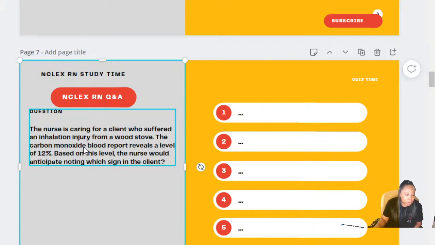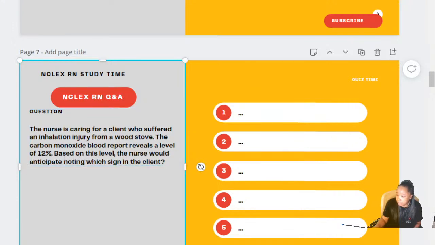Okay, so in that situation, they will do an ABG in order to see the level of the carbon monoxide. In the ABG, they will find a pH, the CO2 and the PaO2, SO2 and all that, base excess and carbon. So this is what they get, and then in that situation, you as a nurse, what will you do if you find 12% based on this level?